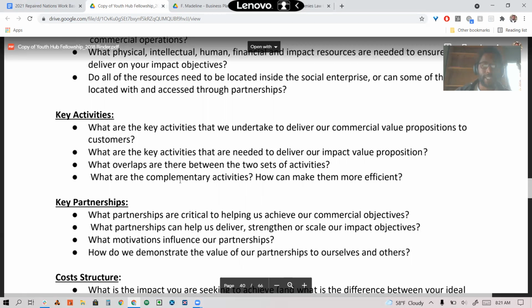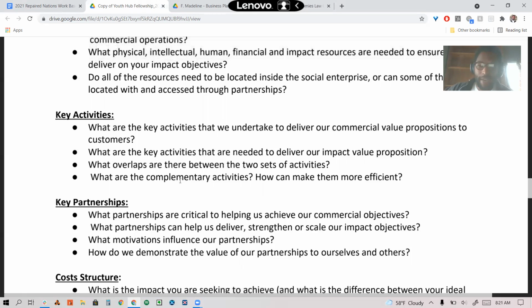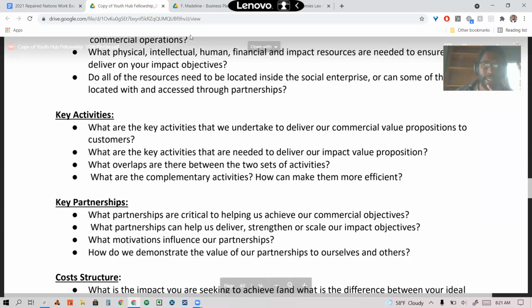For key activities, it's asking, what do we have to undertake to deliver our value propositions? What activities do we need to deliver our impact value proposition? Are there any overlaps between sets of activities? Are there complementary activities, etc.?